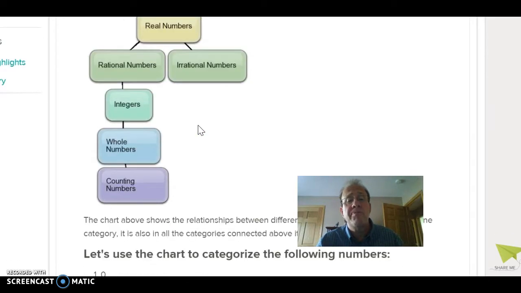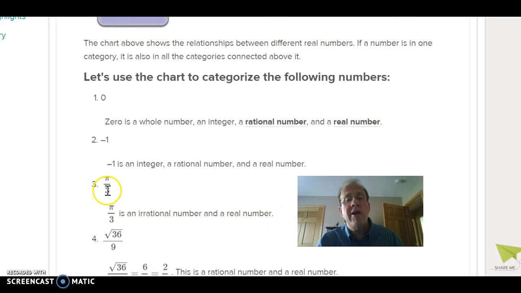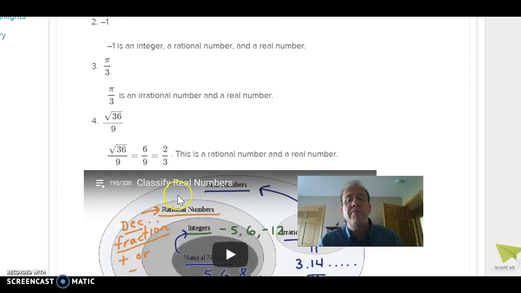So that's our numbers. Okay, so we can go through this example and put this in our chart. 0 is a whole number, an integer, a rational number, and a real number. -1 is an integer, rational and real number. Pi over 3 is irrational because it has pi in it. Square root of 36 over 9, if you simplify that, square root of 36 is 6, and it's 2 over 3, so it's a rational number, comes out as a fraction, and a real number.